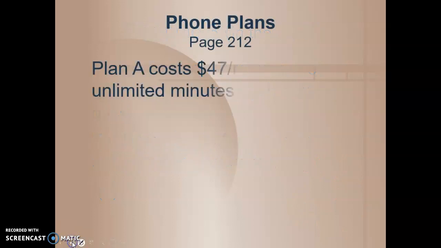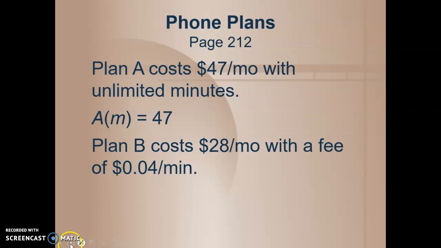What about the phone plans problem on page 212? Hopefully you're looking at that problem, and you'll see that Plan A costs $47 a month with unlimited minutes. Plan B costs $28 a month with a fee of 0.04 dollars a minute. Right, so in our first plan, it was what we call a flat fee, $47, no matter how many minutes you talked. Plan B is $28 a month, but there's also this fee of 4 cents for every minute that you talk.